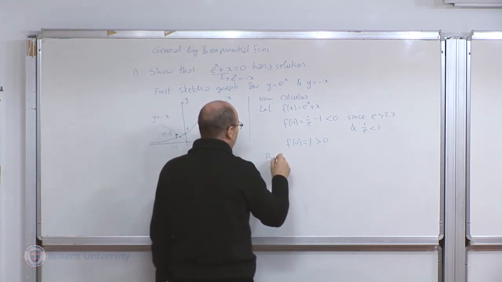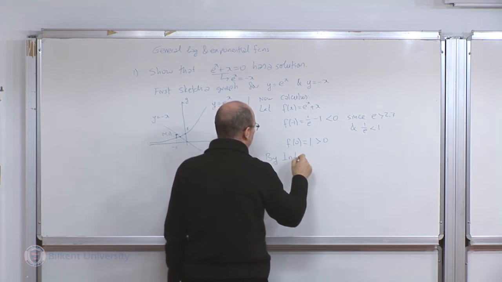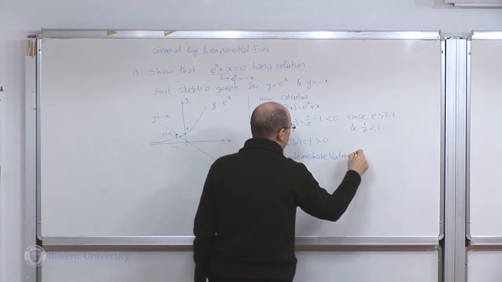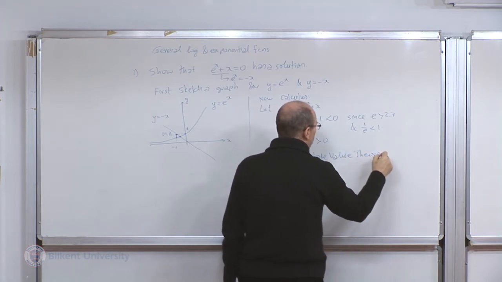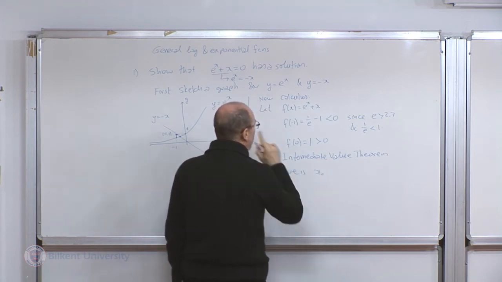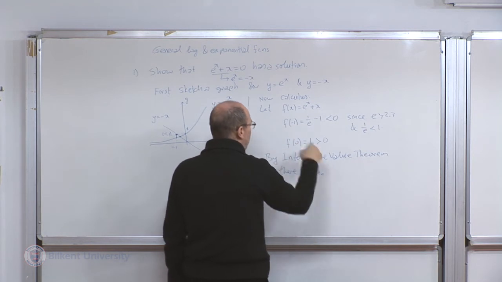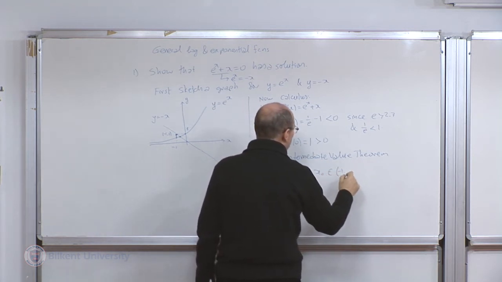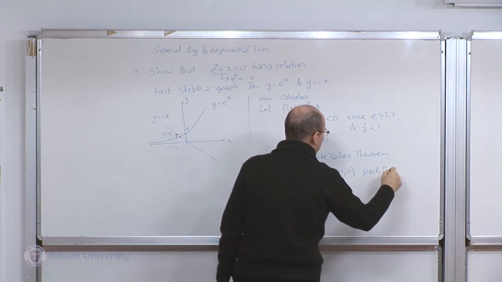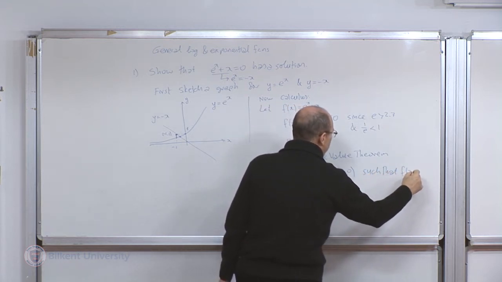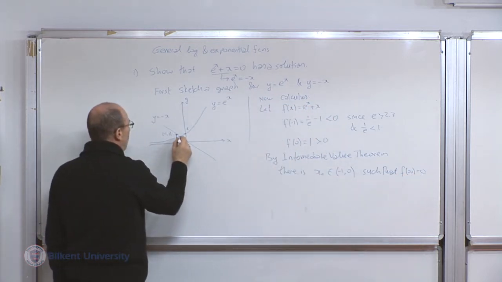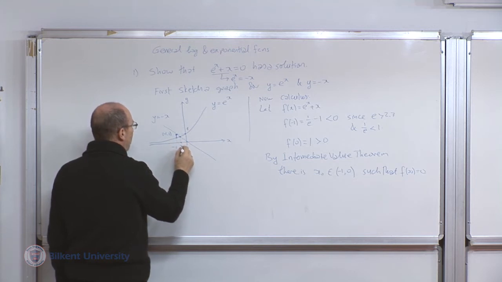So by the intermediate value theorem, there is some number x sub 0 between this point and this point, so between minus 1 and 0, such that f of x sub 0 is equal to 0. Okay? So in my picture now, it corresponds to this point.